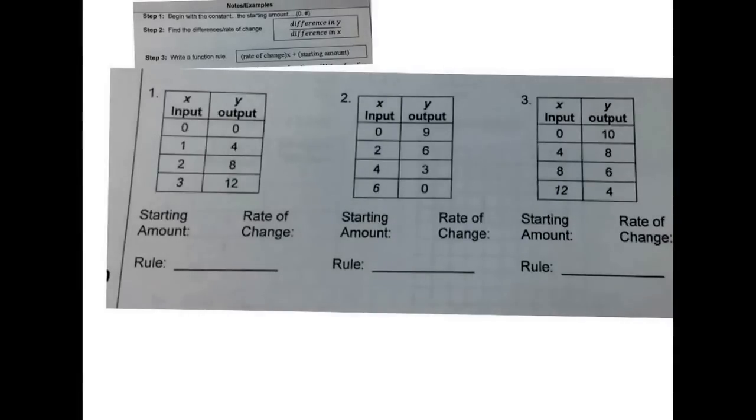Alright, so the 3 steps are listed right up here for how to come up with these function rules. You're going to begin with the constant or the starting amount. So we're going to always try to find out what goes with 0. Where does this thing start at?